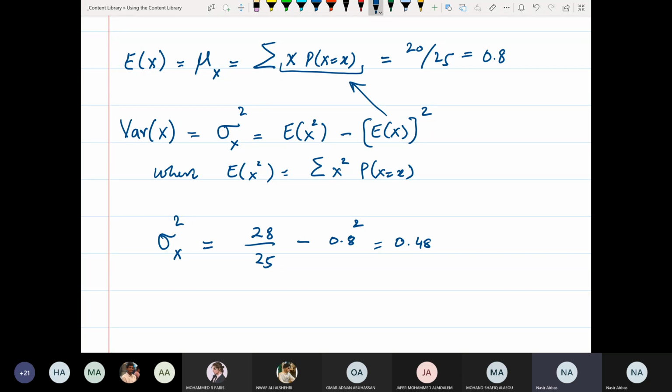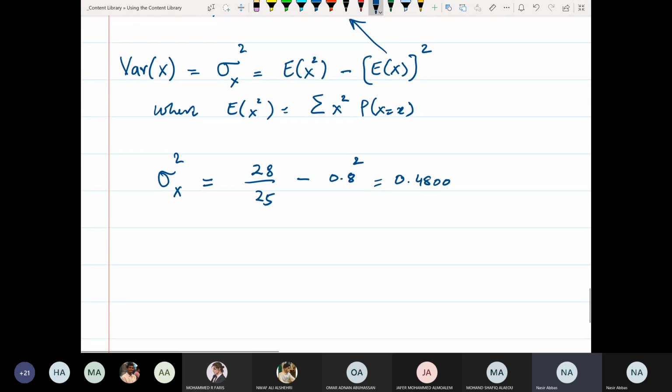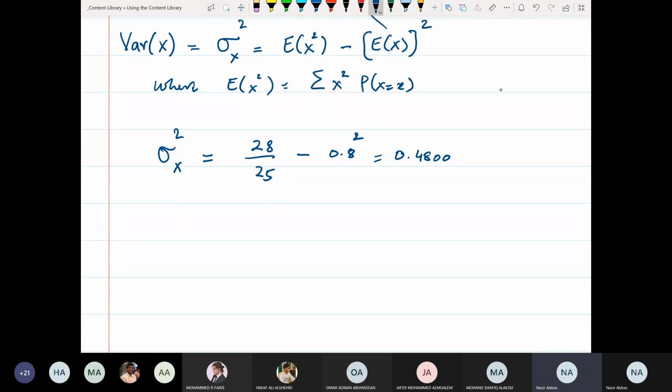Minus 0.8 whole square. 4800. There are no third and fourth decimal, so we cannot go. Okay, so this is the variance. Similarly, I can find the standard deviation of x.